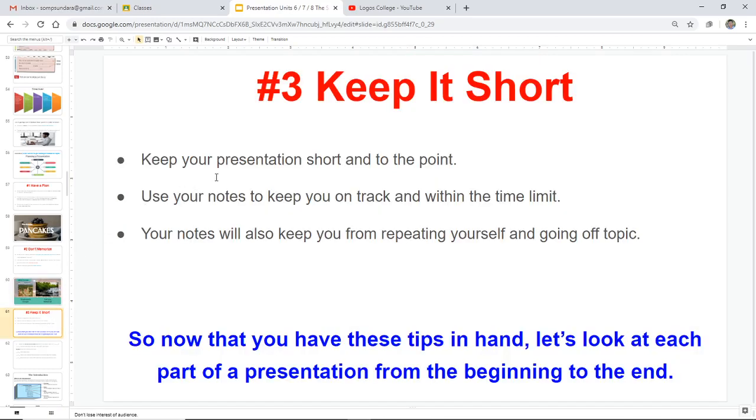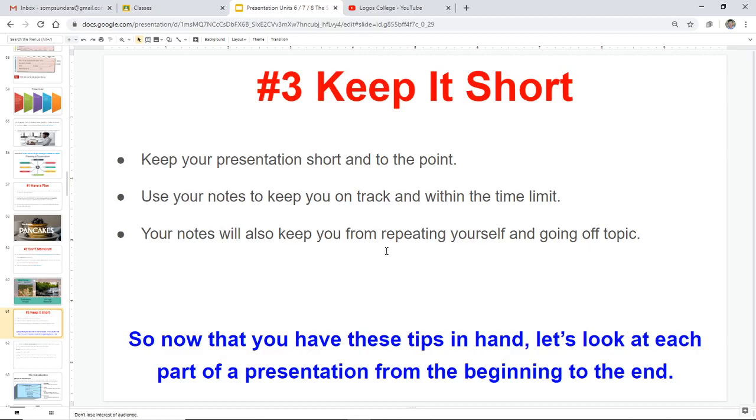Number 3. Okay, so this phrase keeps coming up a lot. Keep it short. Keep it short and simple. Right? If you want to keep your presentation short and to the point, right? You want to be brief. You want to say the main points. You don't want to just keep talking, and you want all your words to have purpose. Okay? Use your notes to keep you on track and within the time limit. Right? Maybe your presentation should only be 5 minutes. Right? Make sure you stay on track. You don't want to start talking about things that are not important or irrelevant to your presentation.